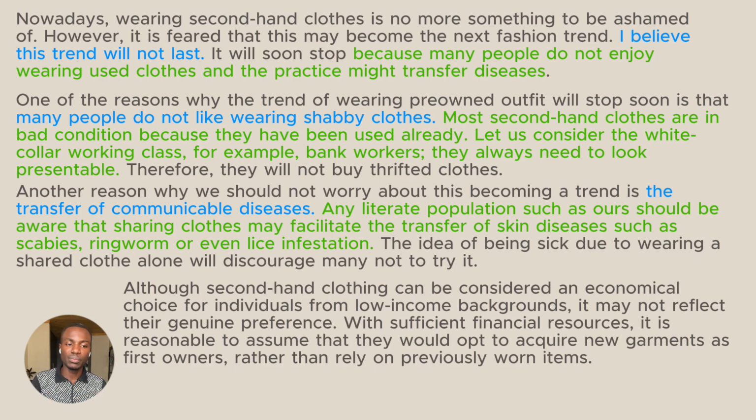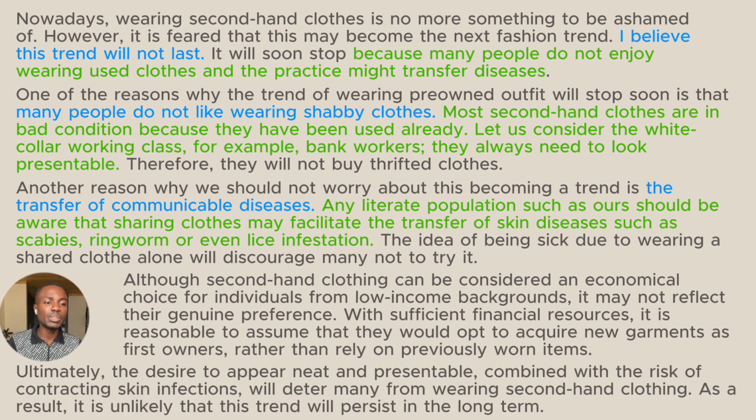Now we can conclude. Remember your conclusion. What we are checking in the conclusion is that, did I restate my thesis statement? And then did I summarize or restate the main ideas of the paragraphs that support my thesis statement? And look at what we have written here. Definitely you will have a concluding connector. Ultimately, the desire to appear neat and presentable, combined with the risk of contracting skin infections, will deter many from wearing second-hand clothing. As a result, it is unlikely that this trend will persist in the long term.